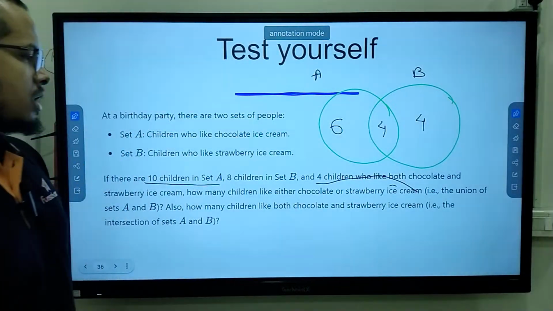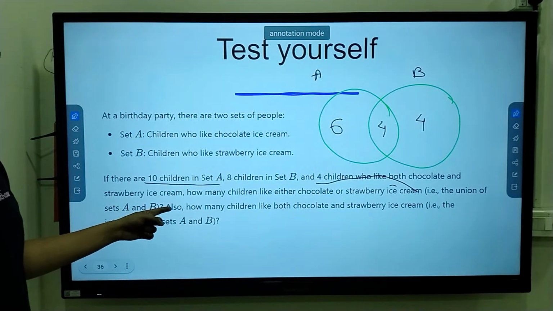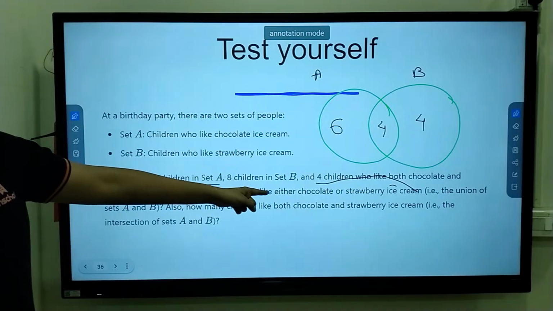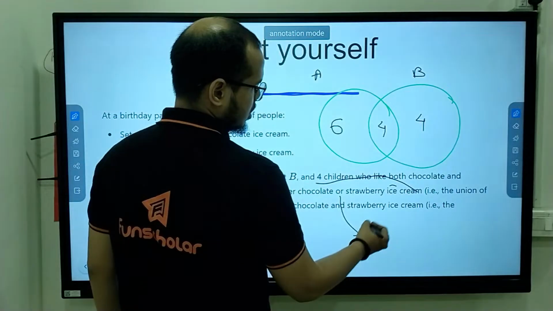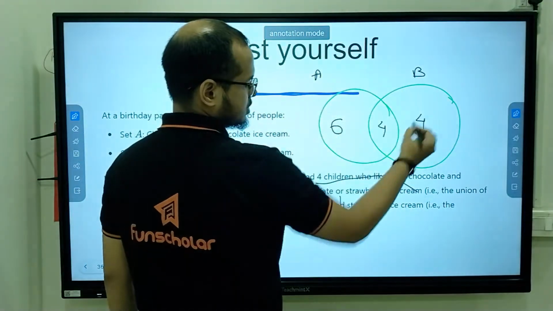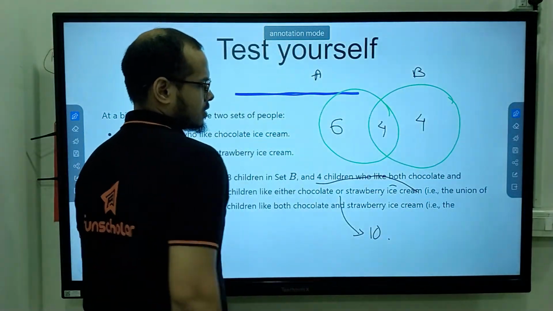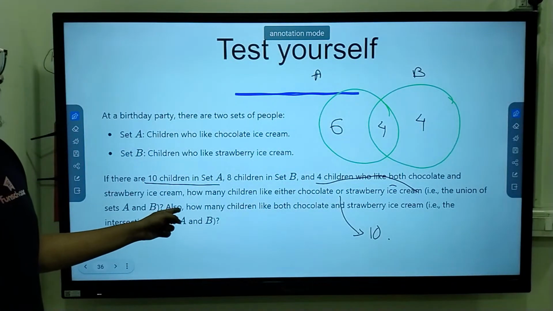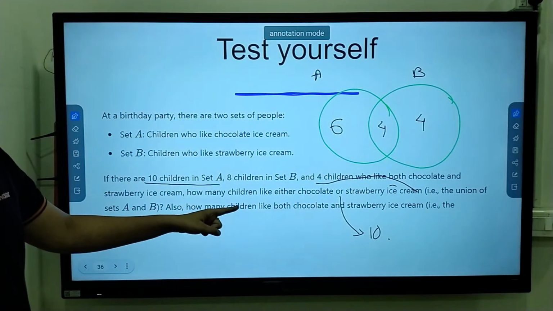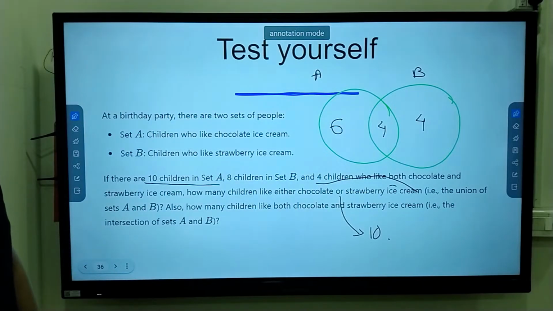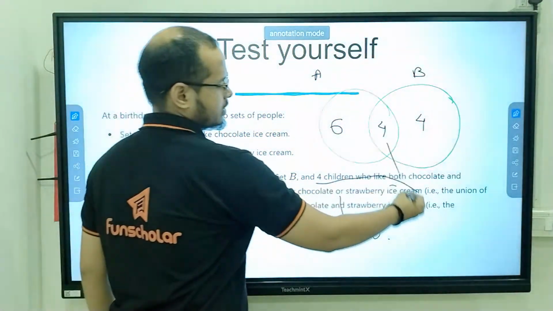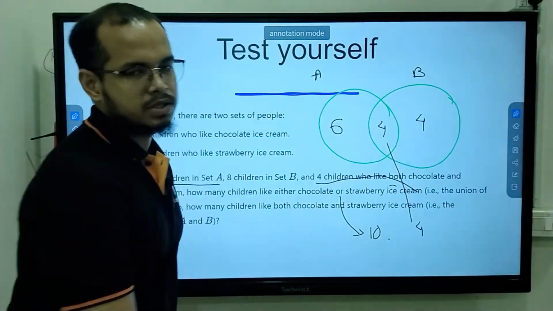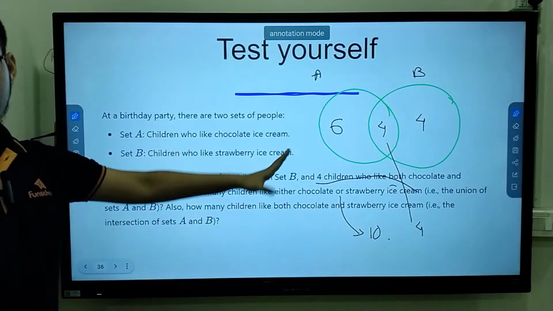That is it. Now, what we have to find out is how many children like either chocolate or strawberry ice cream. So, either chocolate or strawberry ice cream, 6 plus 4, that is 10. Okay. Second, also, how many children like both chocolate and strawberry ice cream? That is already given. So this is 4, already given in the question only. Okay. If you are making a Venn diagram, it is that easy to understand.